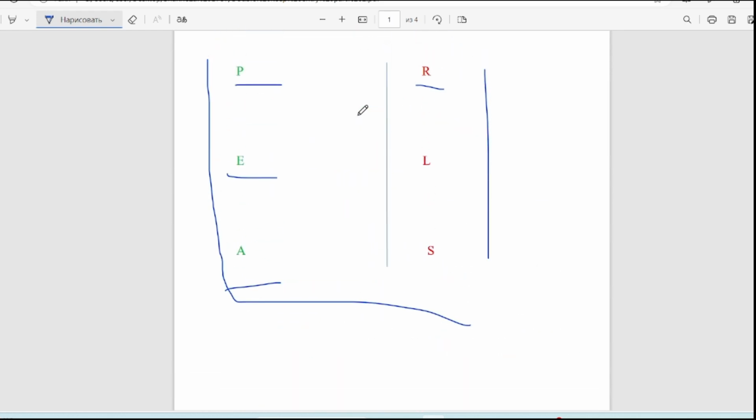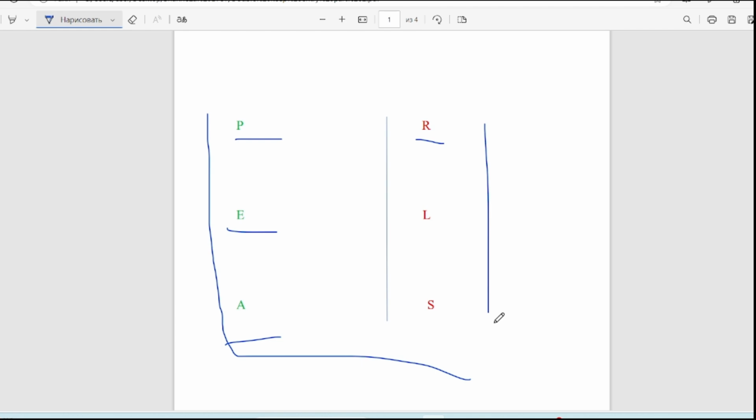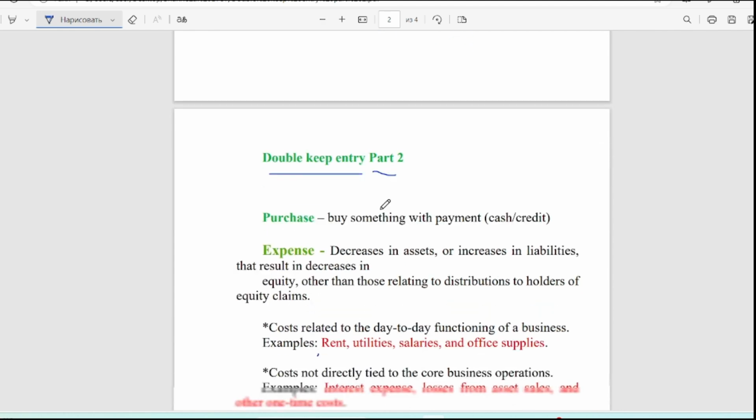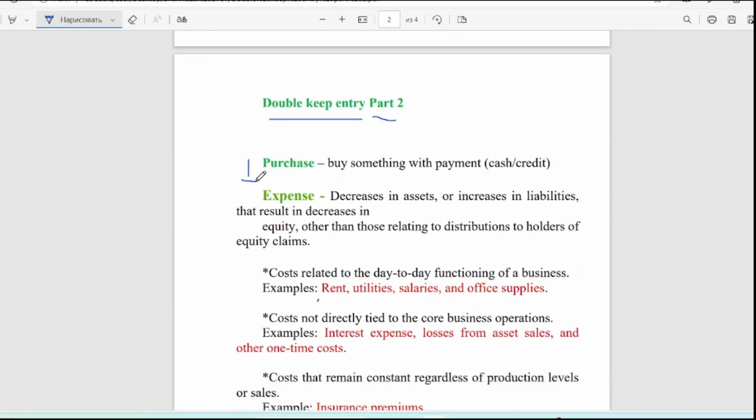In part 1 we already talked about this PEARLS diagram, and in part 2 we will be talking about each component of this PEARLS diagram more clearly. Well, first one is purchase. Purchase is basically when you buy something with payment, and payment can be done either with cash or with credit, and in both cases, you can call it purchase.